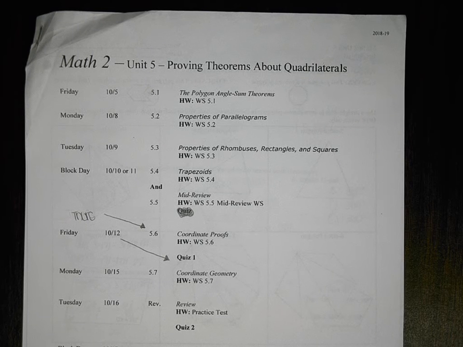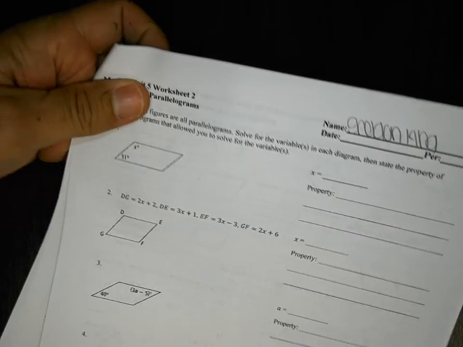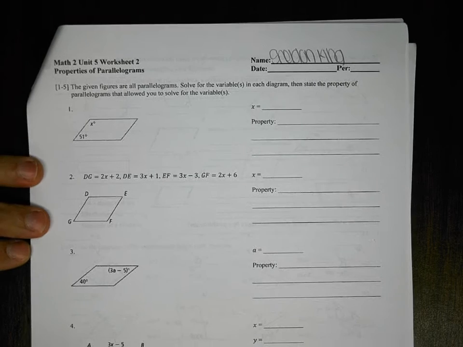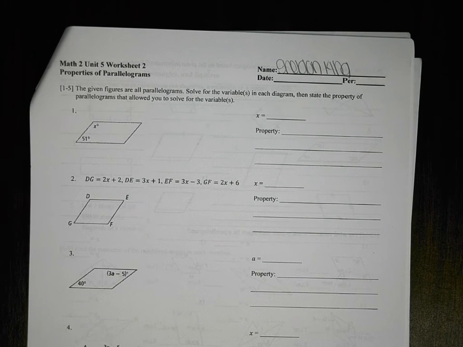Math 2, Unit 5, proving theorems about quadrilaterals. And the first quadrilateral we're going to start with is parallelogram. So if you switch over to the third page, worksheet 2, please. Okay? All right. So we're basically going to go through 4 properties of a parallelogram.